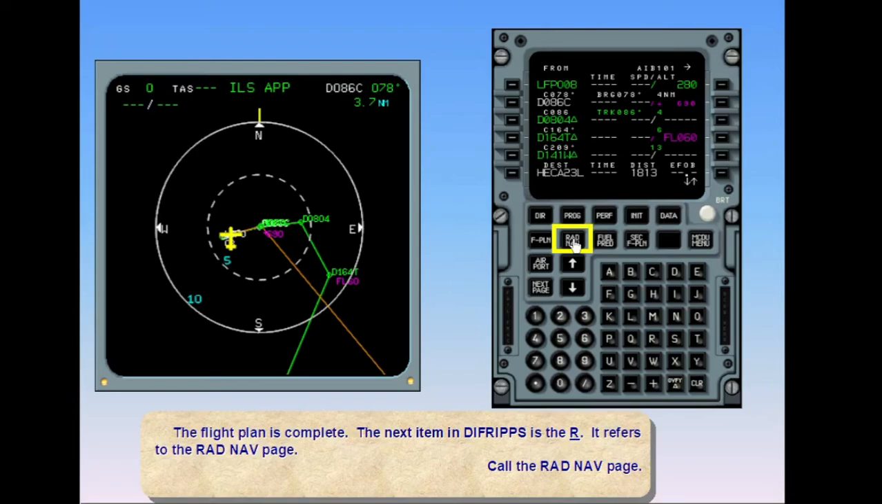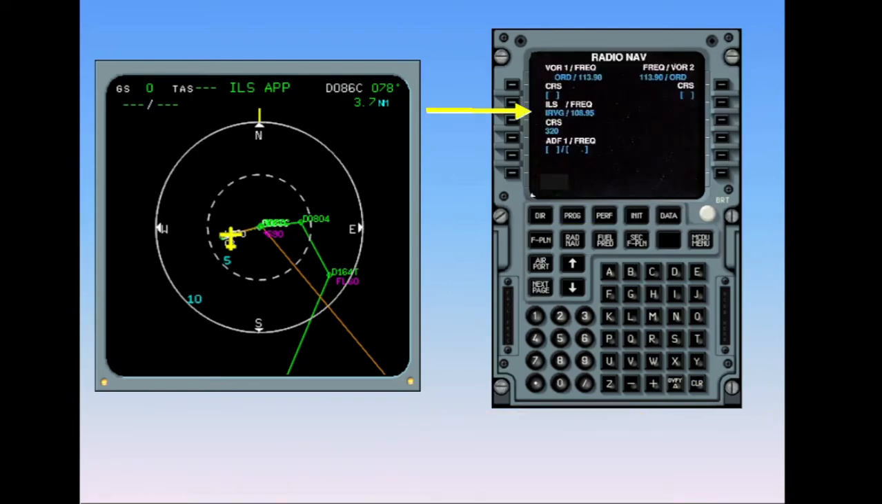Check that the auto-tuned ILS agrees with the ILS for the departure runway, and manually tune any nav aid as required to comply with departure restrictions. On this page, you will also accomplish a VOT or VOR check.